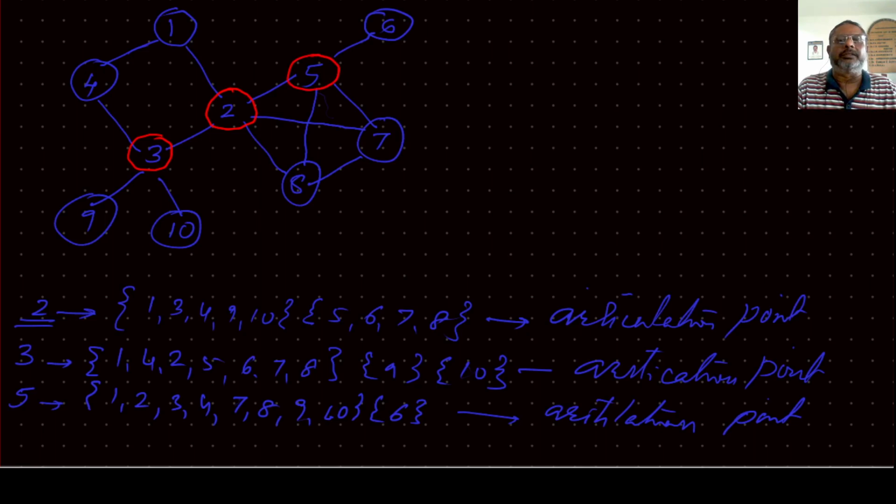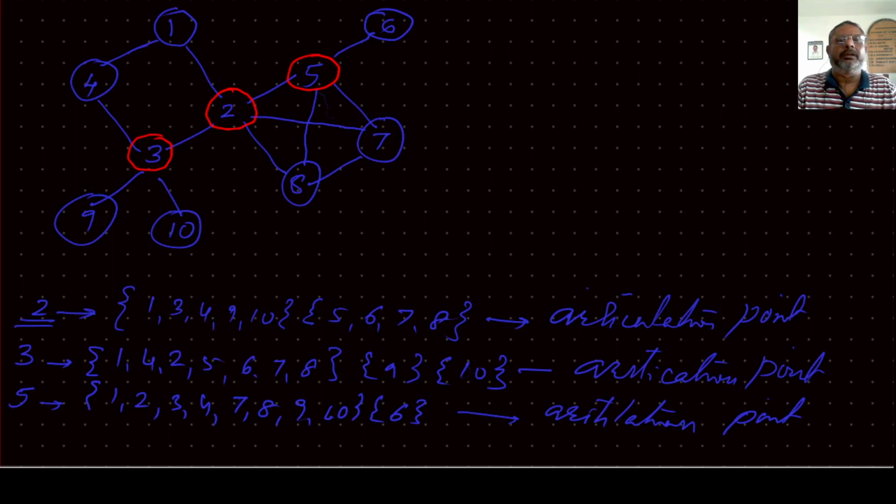How about the next one, 6? If 6 is removed, all others are intact, so 6 is not an articulation point. If 7 is removed, I don't think others break up. 1, 2, 3, 4, 5, 6, 8, 9, 10 are all somehow connected. Therefore, 7 is not an articulation point. How about 8? If 8 is removed, then still all are connected. Hence 8 is also not an articulation point. Then 9 doesn't make any difference to others, so 9 is also not an articulation point. Removing 10 also doesn't affect the graph. Hence 10 also is not an articulation point.